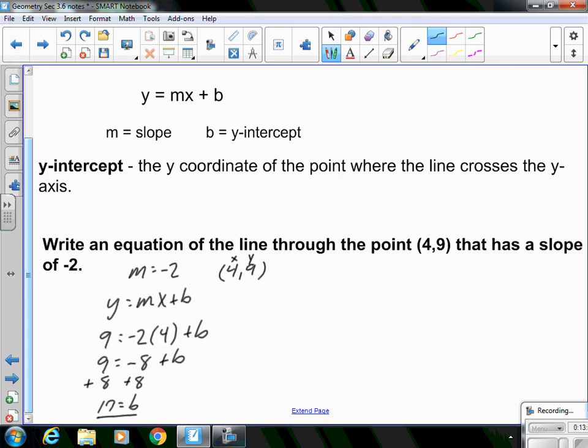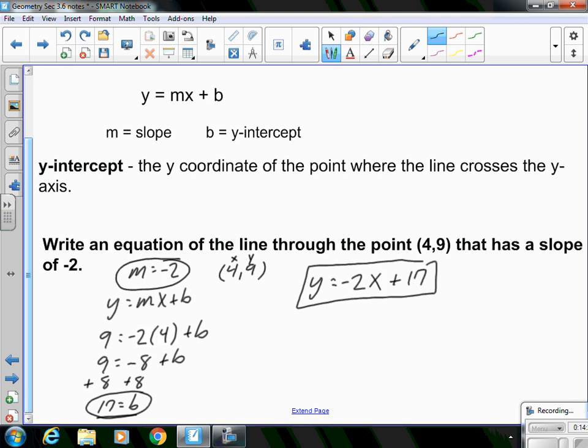And now that we know what the b value is, now we can take our slope, m equals negative 2, and our b value, and put those together to make the equation. So y equals m, which is negative 2, times x, plus the b value, which is 17. Questions on that one? Solve for b, and then you just plug in the m and the b into the equation.